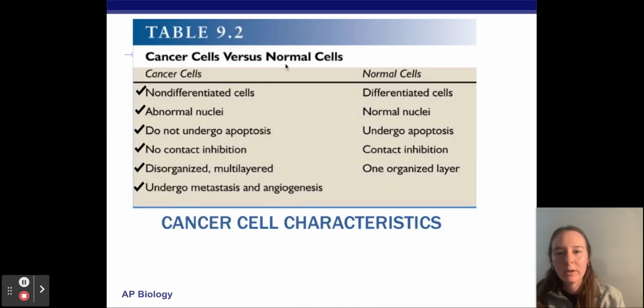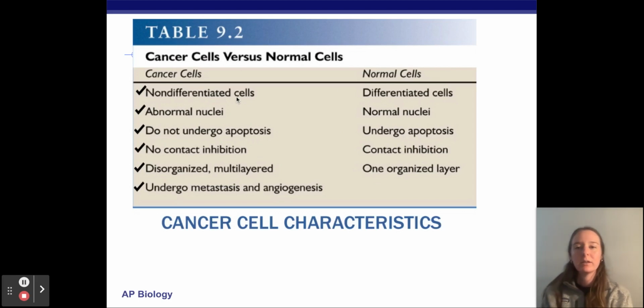So what's the difference between cancer versus normal cells? Cancer cells have abnormal nuclei. Normal cells have normal nuclei. Cancer cells are non-differentiated. Differentiated means you could have bone cells or muscle cells or white blood cells or brain cells or nerve cells, right? So cancer cells don't really have an identity. They're non-differentiated, whereas normal cells are differentiated. There's different types in your body.